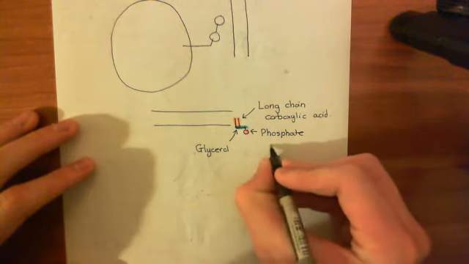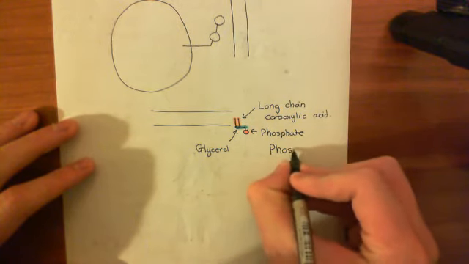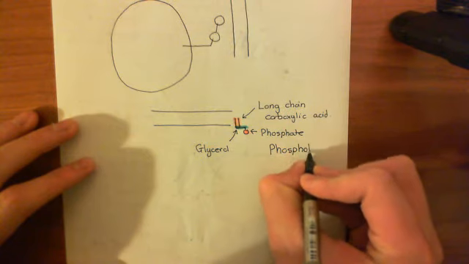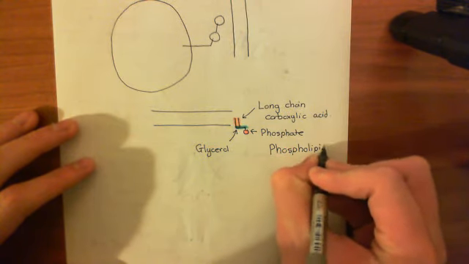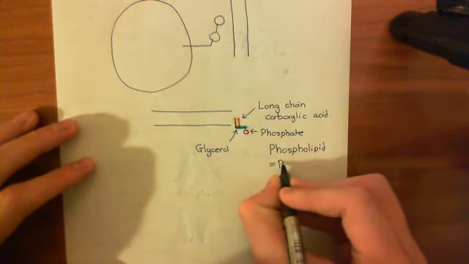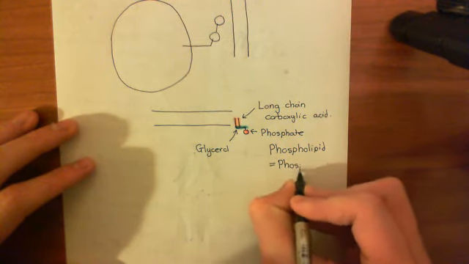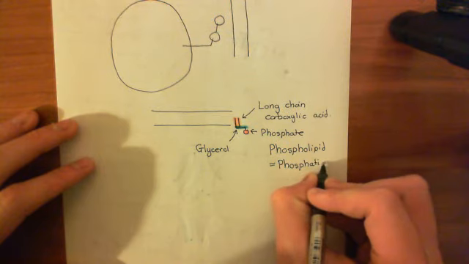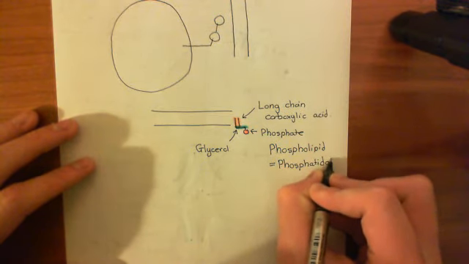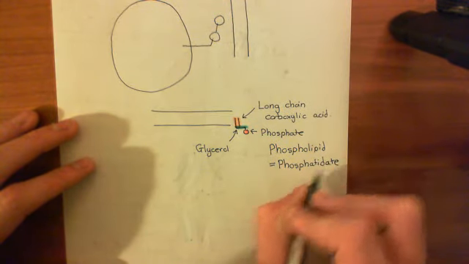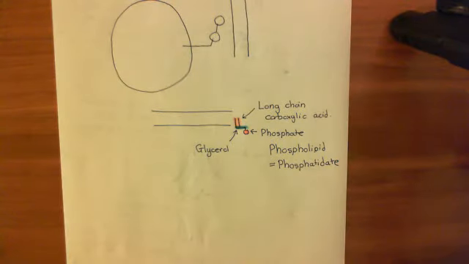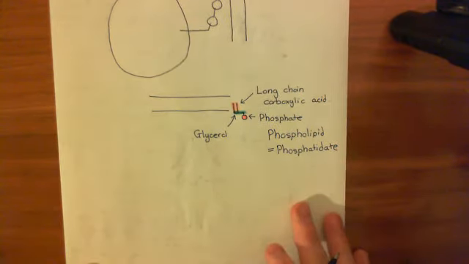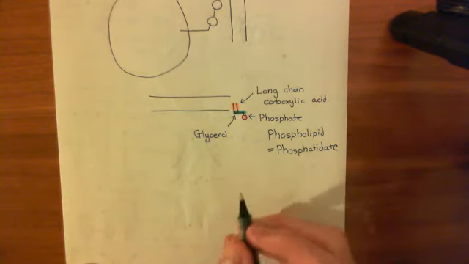So this is a phospholipid, okay? Or the old name for a phospholipid is to call it a phosphatidate molecule. And this is going to help us understand what phosphatidylserine and phosphatidylinositol 4,5-bisphosphate are. So, we'll begin with phosphatidylserine then.